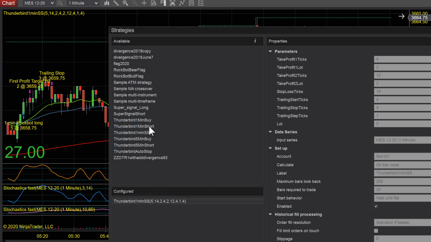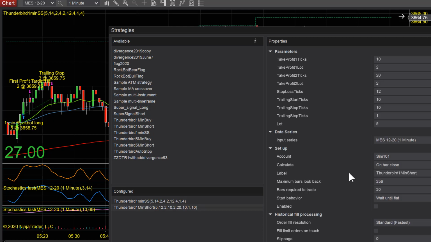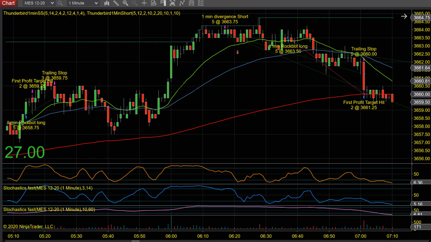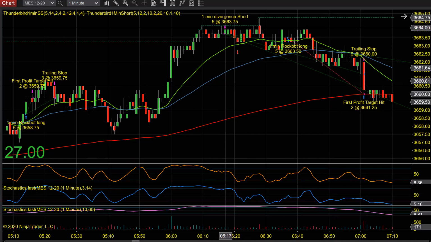All right, so what am I on the sim? Let's go to the short, 1 minute short divergence. I want to add that to it. I'm just going to leave it like that. I just want to identify them. I'm leaving it with some big, big levels there. Apply. Boom. Let's see. Oh, there it is right there.